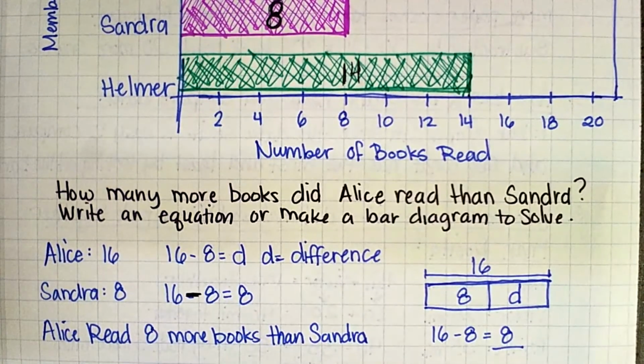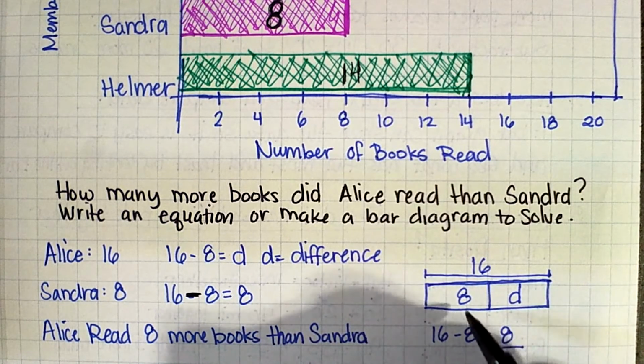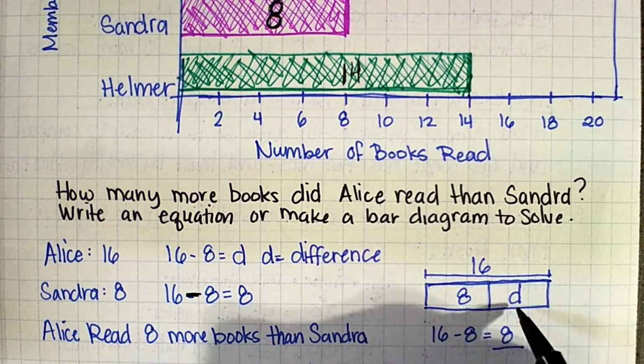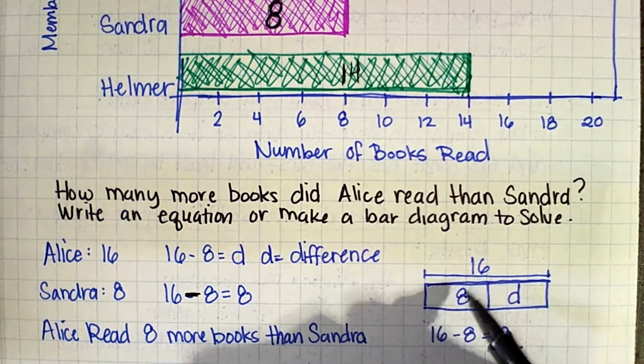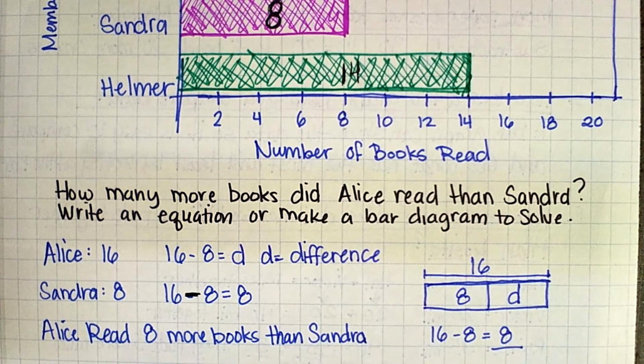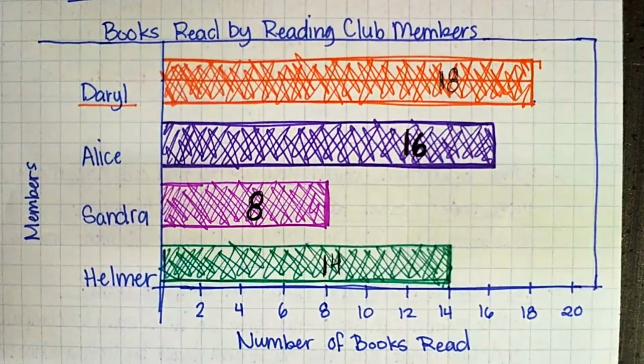Now, if I was putting this into a bar diagram, I would have 16 on top because that's my whole number. 8 is the part that Sandra read, and D is going to be the difference, the other part. And here I can see again that I would do 16 minus 8. It's going to give me 8, and it tells me the same answer, that Alice read 8 more books than Sandra. So I took the information from my bar graph over here, and I used it to solve my problem.